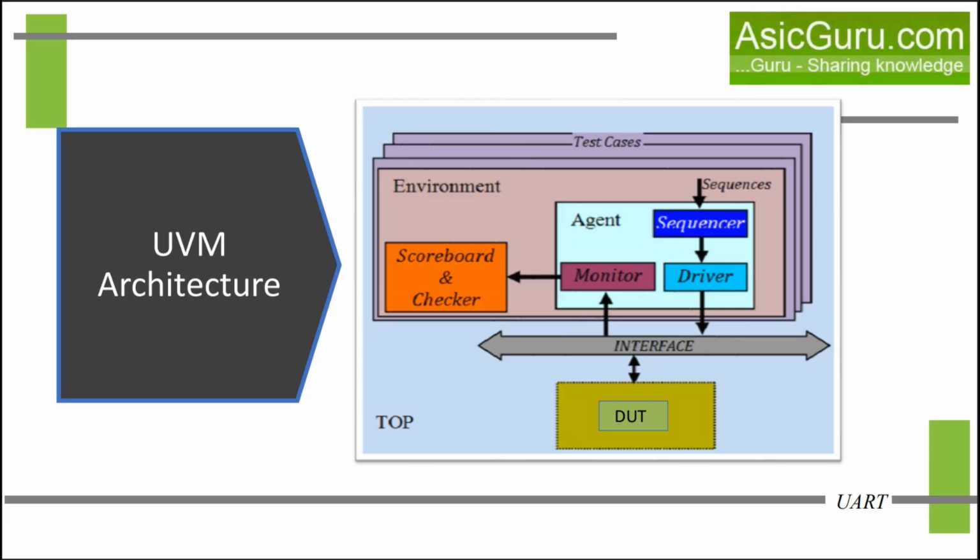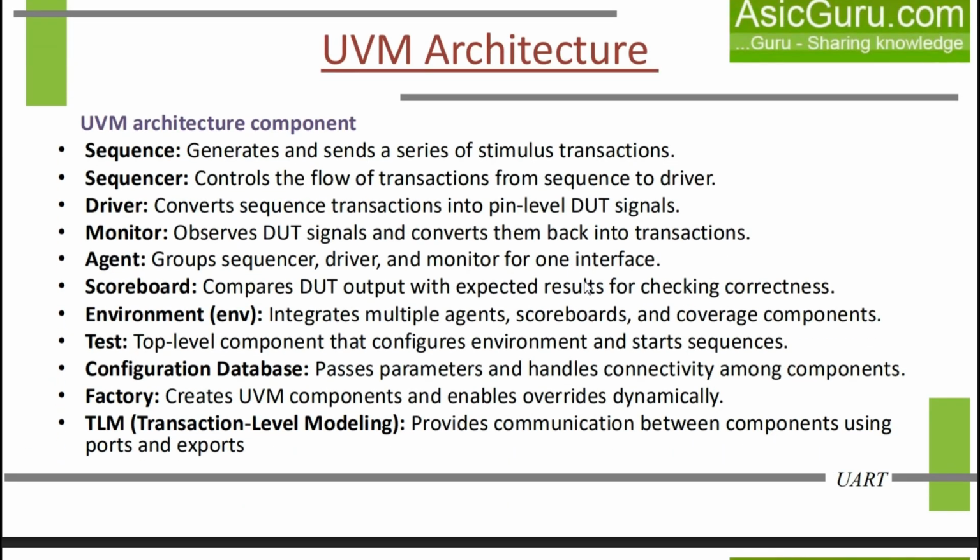So a UVM test bench consists of several components we can see here, and these components work together in a layered fashion. Let's take a look at the UVM architecture diagram here. First we will see the different components of the architecture. It starts from the sequence. Sequence generates and sends a series of stimulus transactions. The sequence is like a pattern generator. It can create both randomized or direct stimulus. For example, different bytes to send through the Uart, different baud rates, parity modes, or stop bit configurations.